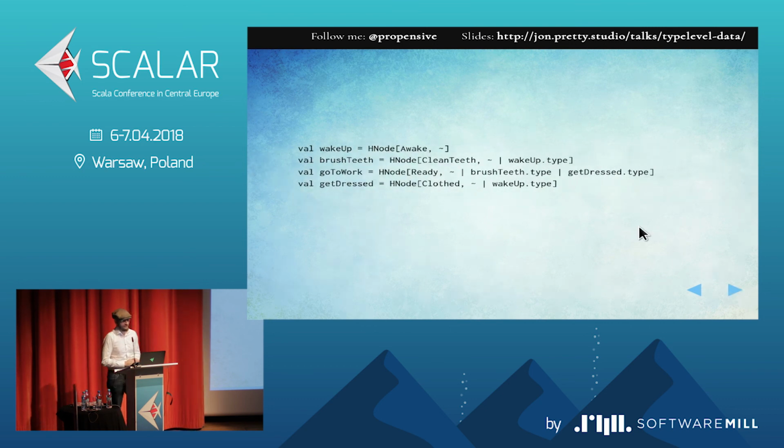Now, what if we wrote this instead? What if I tried to construct this type-level DAG? Can anyone see the problem? I have a reference to get dressed as a dependency of going to work, that is a forward reference. It points to this get dressed type here. That is not permitted in Scala. You can't use a singleton type based on a stable identifier that hasn't been introduced yet.